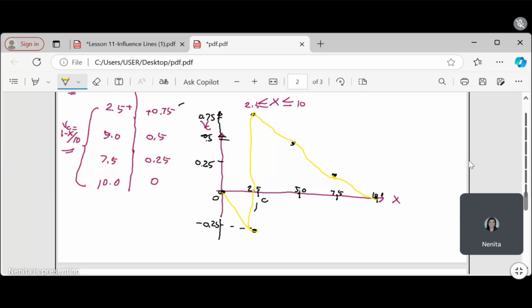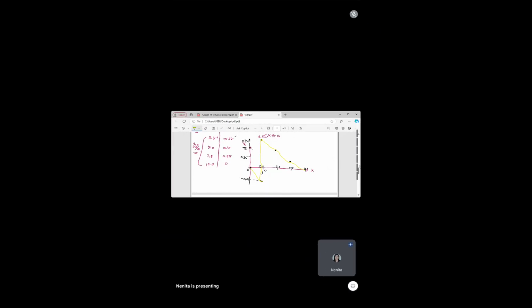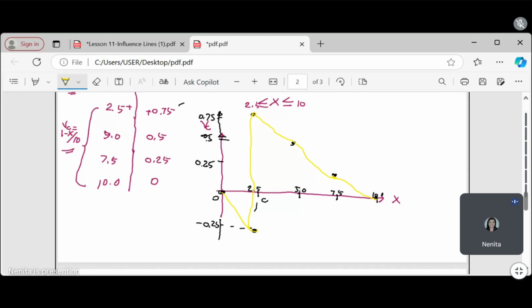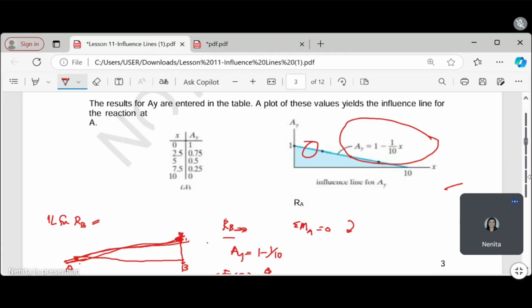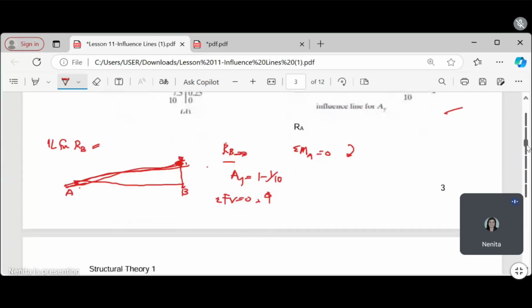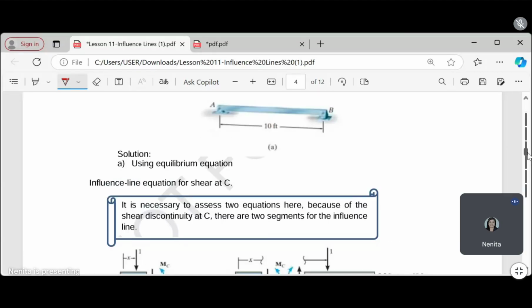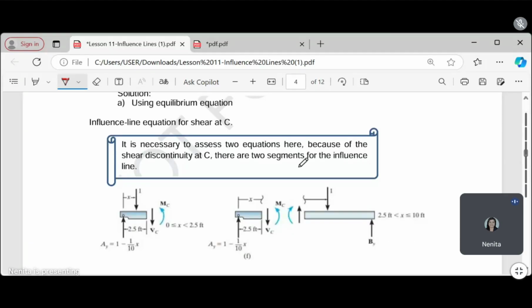So, class, this is by the equilibrium method. How about by Müller-Breslau's principle? It's just a matter of memorizing the formula. This is the influence line for shear. It is necessary to assess two equations here because of the shear discontinuity at C. There are two segments for the influence line. So you see that at point C it is negative and positive.